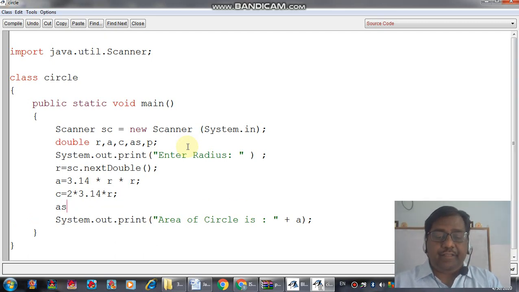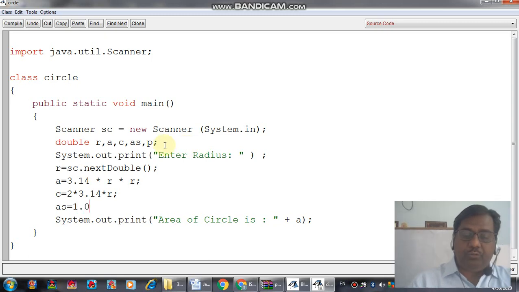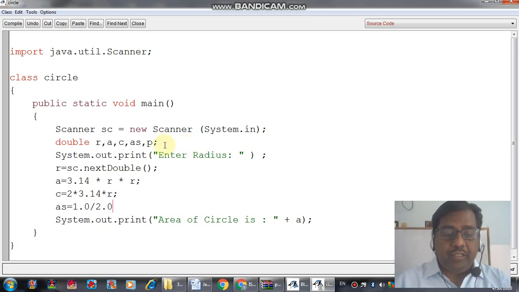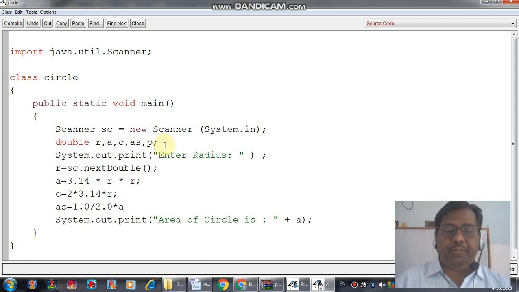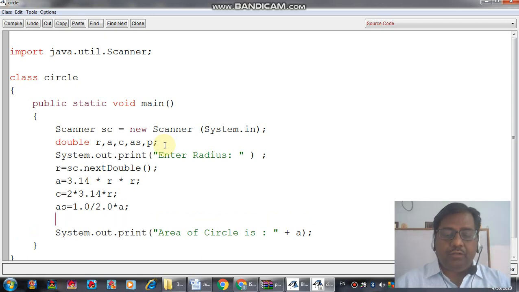Then you are supposed to find the area of the semicircle, and it is half of the area. That means 1.0 upon 2.0 into what? Into area. Area you have already calculated in a. That means half of the area will be the area of the semicircle. That's it. Now you are supposed to calculate the perimeter, which is equal to 3.14 into r plus 2 into r. This is the formula of perimeter.